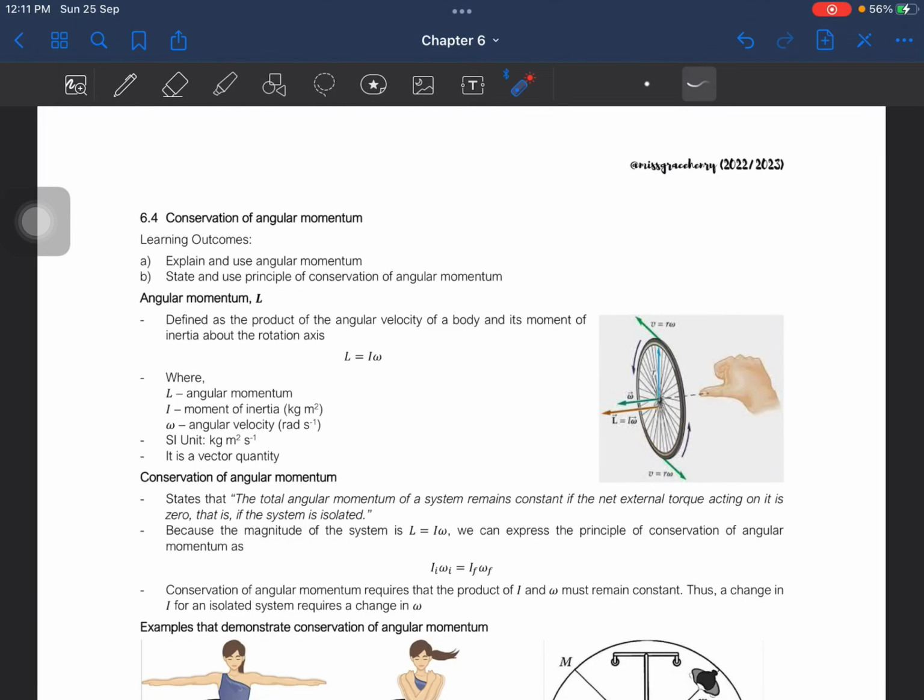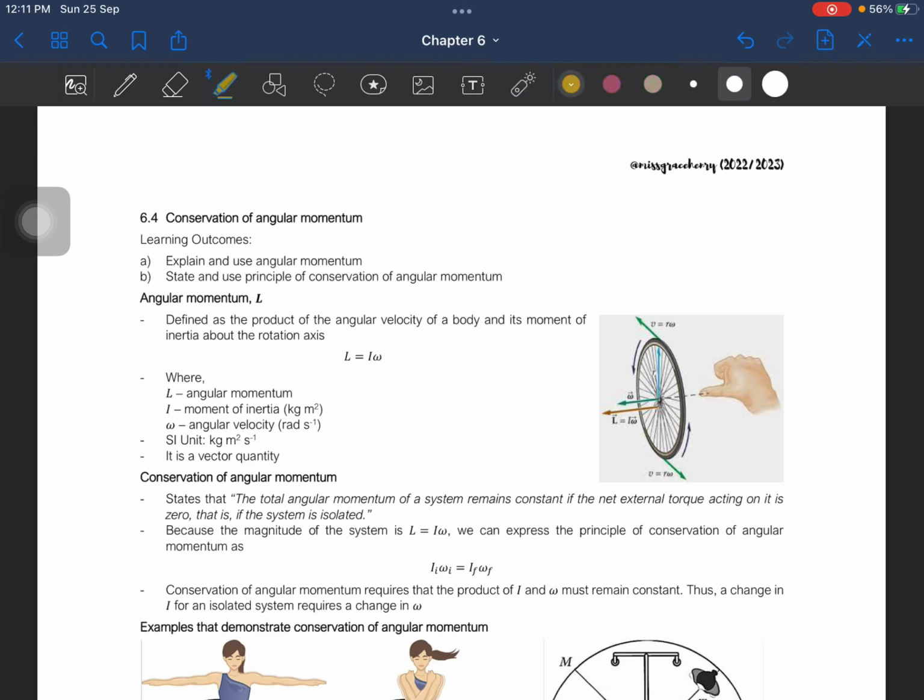Okay, our last subtopic in this chapter is on conservation of angular momentum. In this subtopic, you have to be able to explain and use angular momentum, and lastly state and use the principle of conservation of angular momentum. So angular momentum, the symbol dia adalah L.